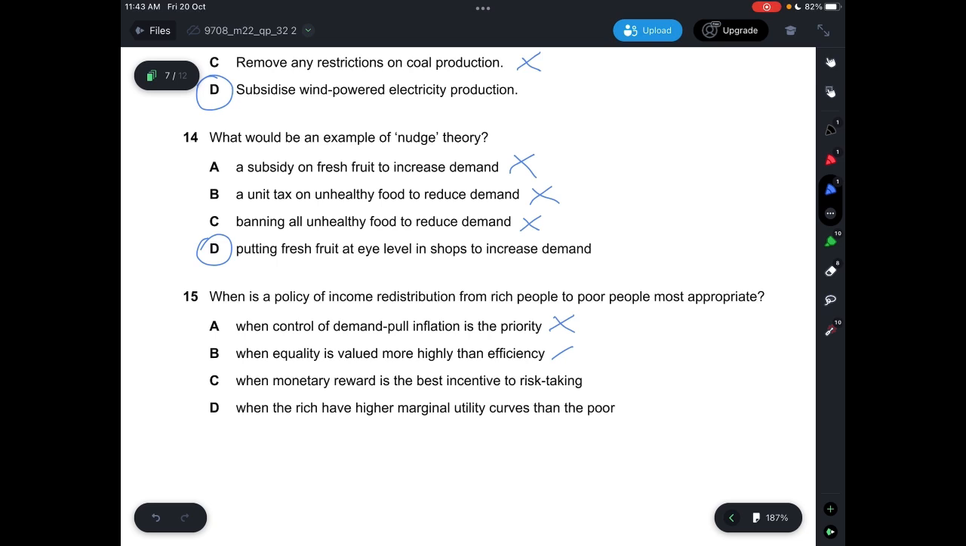Let's look at the other two options. C, when monetary reward is the best incentive to risk-taking, which is incorrect. And D, when the rich have higher marginal utility curves than the poor. No. So the answer is B. This is the best answer because equality is valued more highly than efficiency. When you're talking about income redistribution, we're talking about income equality.